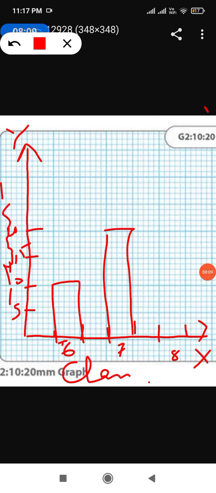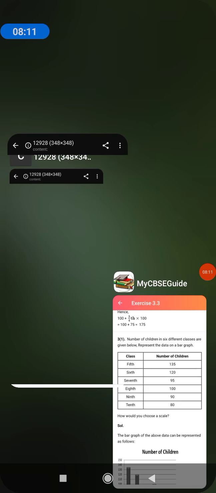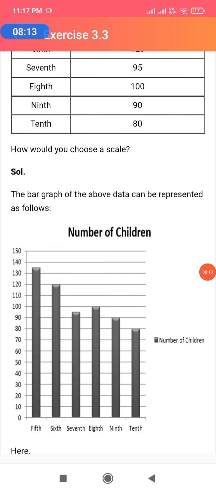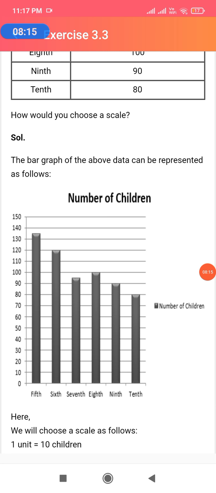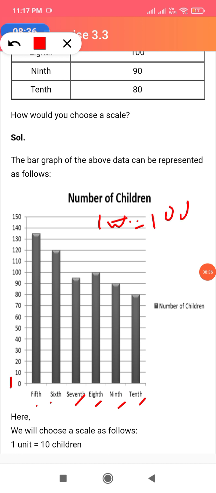So now I will go back and they have drawn the graph. I will take that as how you were doing. So you see here they have taken a graph as we showed. So the 5th, 6th, 7th, 8th, 9th, 10th, they have taken it. So they have taken 1 centimeter, 1 unit as 10 children. So that you will write here. So 1 unit is equal to 10 children. Fine. So 10, 20, 30, 40, they have gone on.